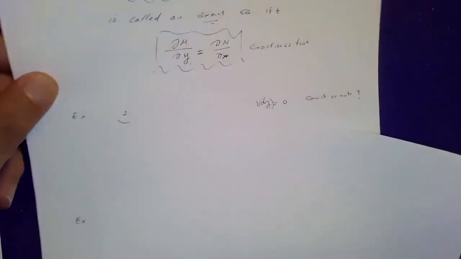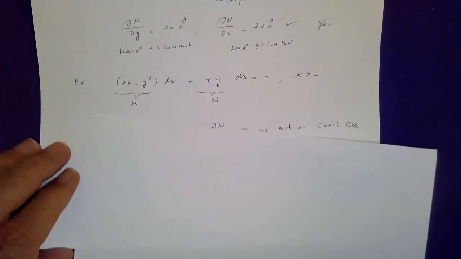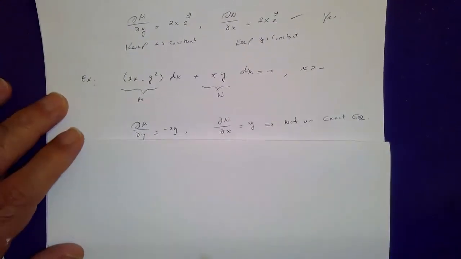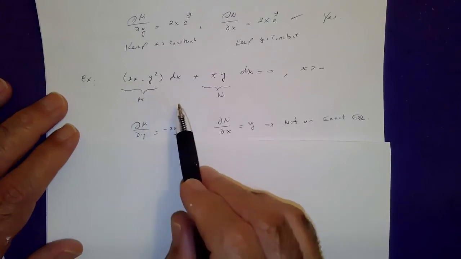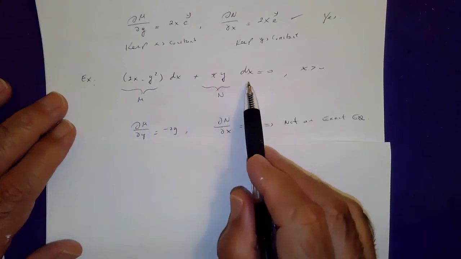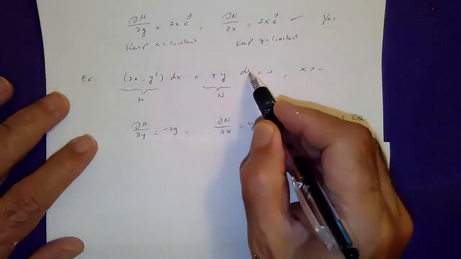As I said, not all the equations written in this form are exact. For instance, take a look at this: 2x minus y squared dx plus xy dy, excuse me.